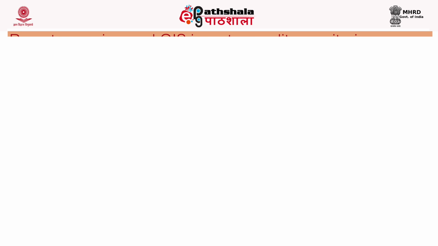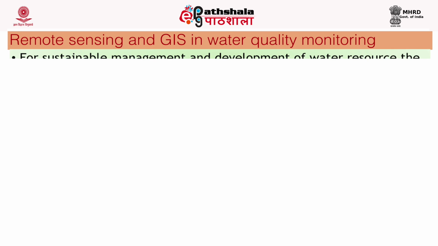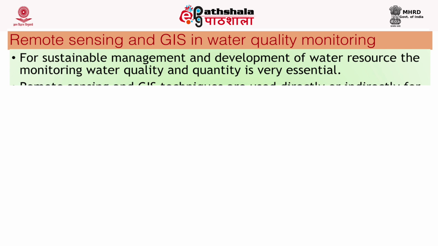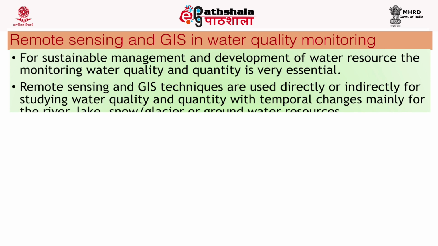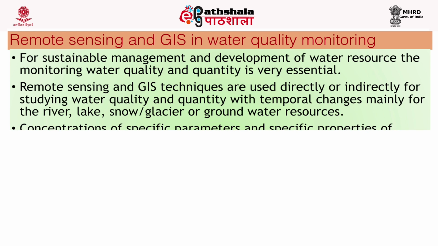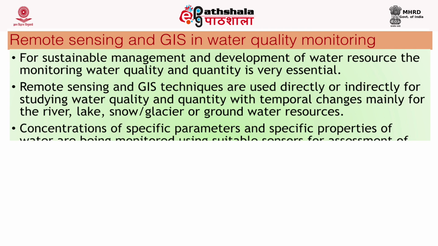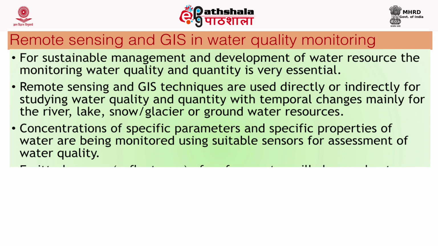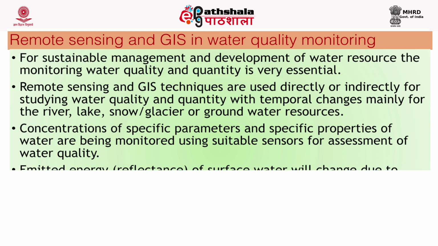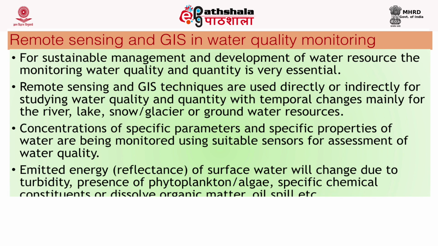Remote sensing and GIS in water quality monitoring. For sustainable management and development of water resources, monitoring water quality and quantity is very essential. Remote sensing and GIS techniques are used directly or indirectly for studying water quality and quantity with temporal changes, mainly for rivers, lakes, snow or glaciers, or groundwater resources. Concentrations of specific parameters and specific properties of water are monitored using suitable sensors for assessment of water quality.